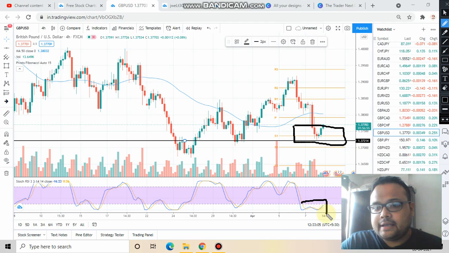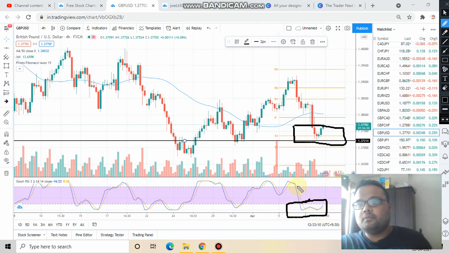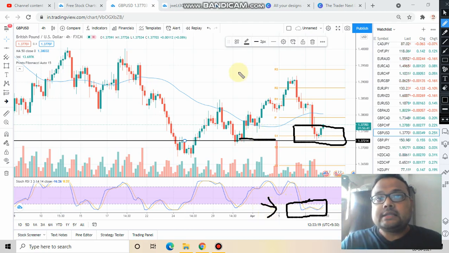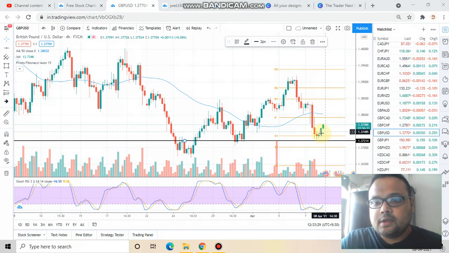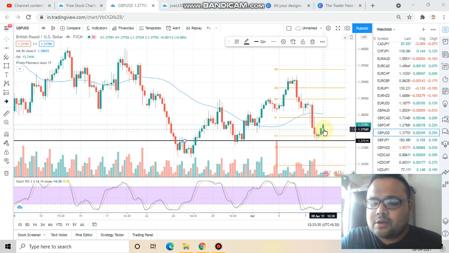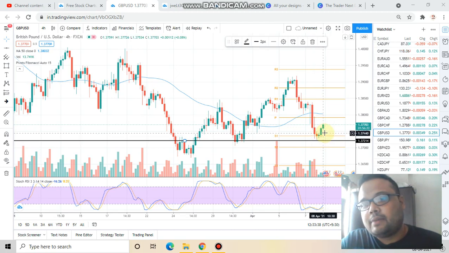And if we look at this particular portion, we can see that market is in oversold zone. So considering all these factors, this support, market's oversold condition, and market taking support at this level for 1.5 months, this is a good place to execute the buy order. You can execute the buy order here, or wait for some time for the market to come down a little bit, and then go for the buy order.